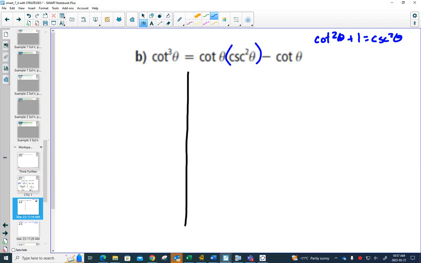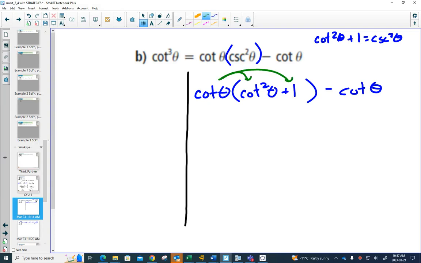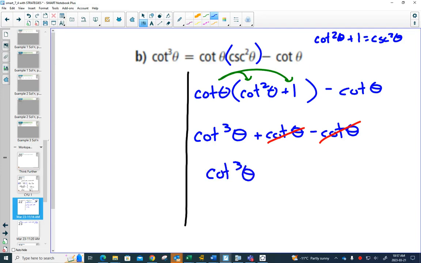What would that do? So I'm going to try it. I'm going to take this and instead of writing cosecant squared, I'm going to write cotangent squared theta plus 1. Then I can distribute this. Oh, and cotangent minus cotangent, that would go away and be 0. And I would just have cotangent cubed of theta. And I would be done.